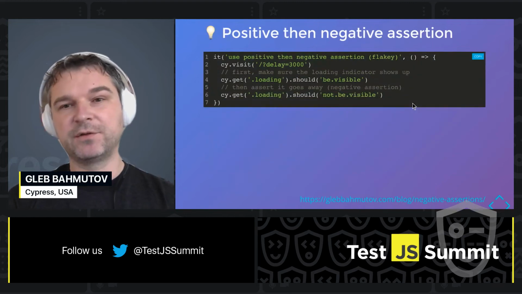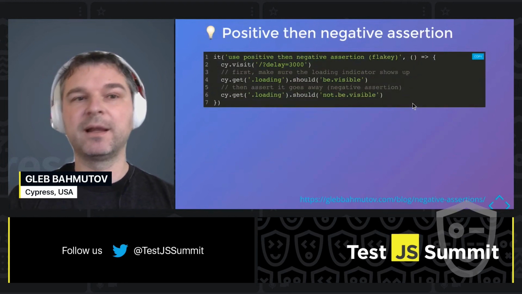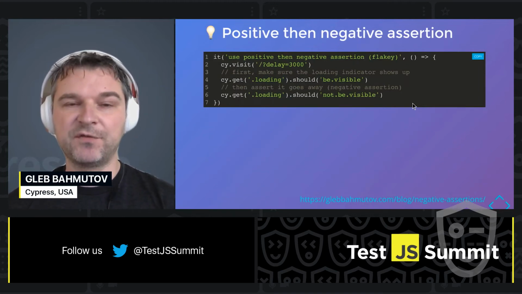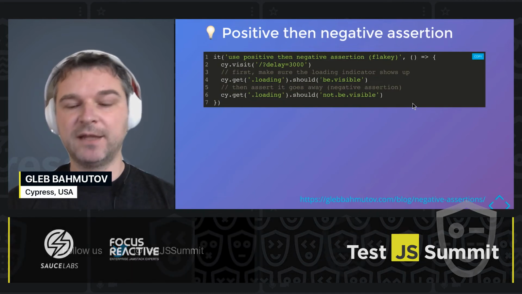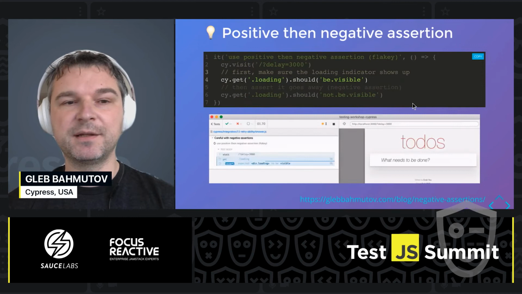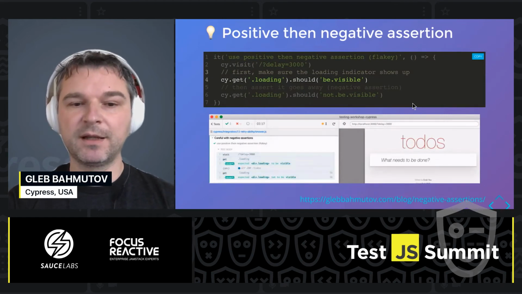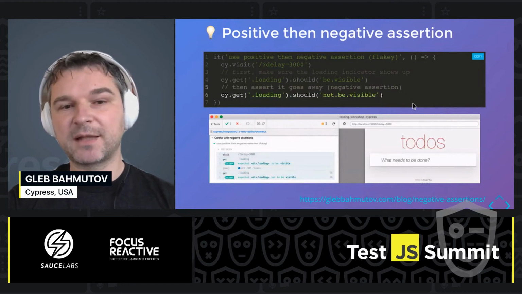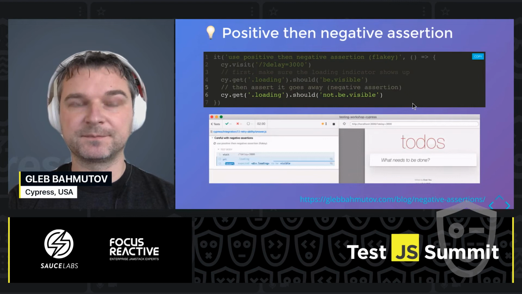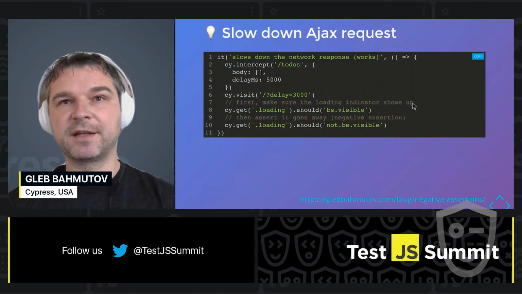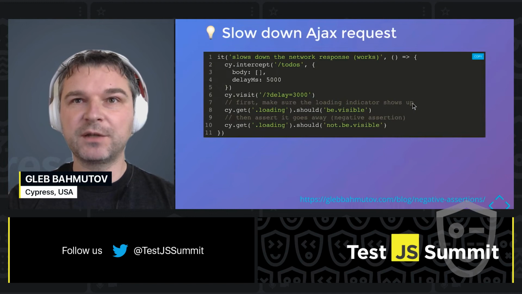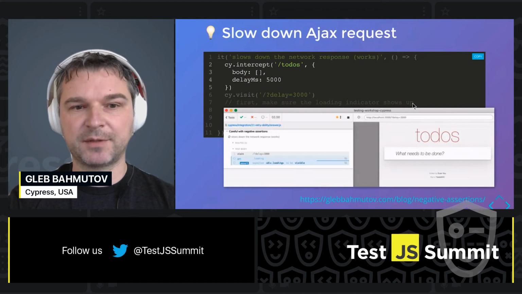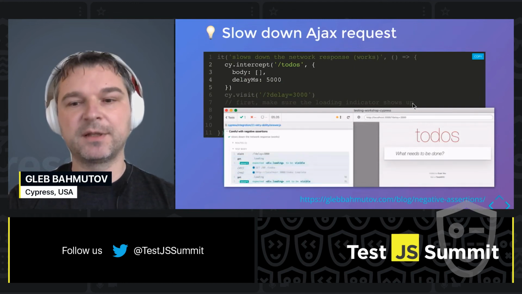The solution that I usually recommend is to always have a positive assertion that checks if the action starts before using a negative assertion. In this case, the positive assertion is the loading element should be visible, and then it should be invisible. And now it passes. This is actually not the best test, because it's flaky, because the loading indicator is so fast. What we really want to do is to make sure that we slow down the request using the intercept command, and then it's clearly visible, and then it goes away.